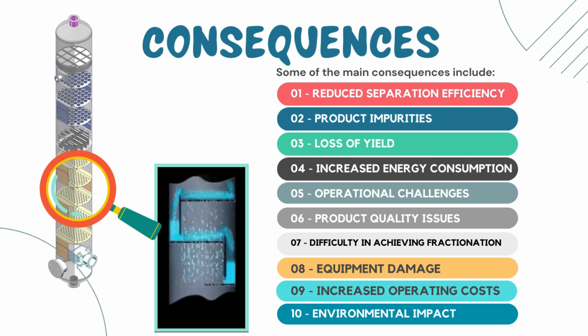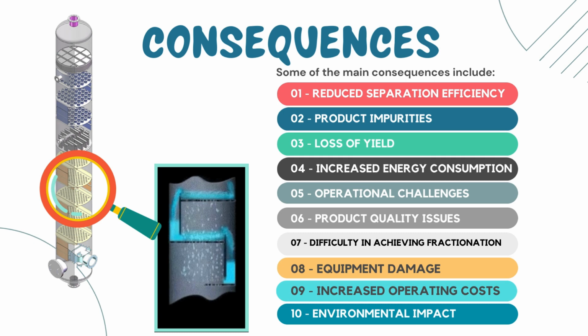Now guys, the next consequence of weeping is operational challenges. Weeping can lead to operational challenges such as the need for more frequent maintenance and cleaning of the distillation column. And guys, this can disrupt the production schedules and increase the downtime.